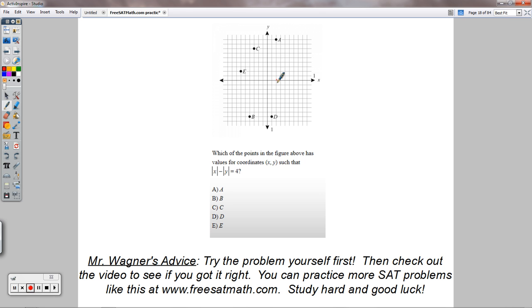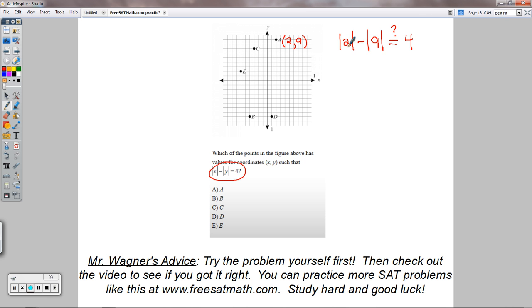You would go over 2 and up 1, 2, 3, 4, 5, 6, 7, 8, 9 right there. That point A is at 2, 9. And so if you use this equation and use these points as your x and y values, let's plug them in and see if in fact it does equal 4. So I'm going to plug in 2 for x, absolute value of 2, and minus absolute value of 9. Does that in fact equal 4? I'll put an equal sign with a question mark above it because I'm not sure yet.